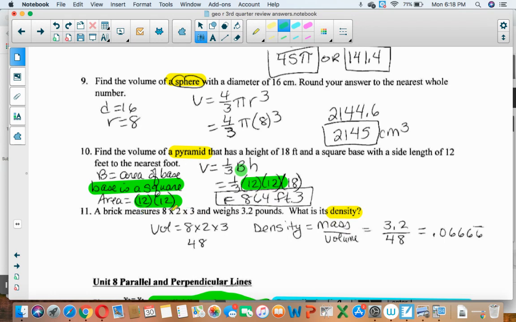I know the dimensions of this brick. It's 8 times 2 times 3. So that's just a rectangular solid. So all I did was multiply 8 times 2 times 3, and that's the volume. And my density is just mass over volume. So I just divide that, and that's my answer right there.